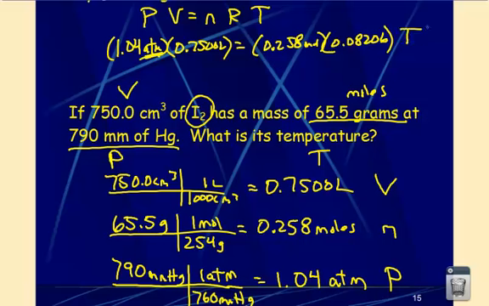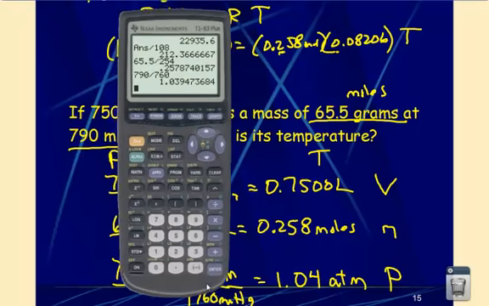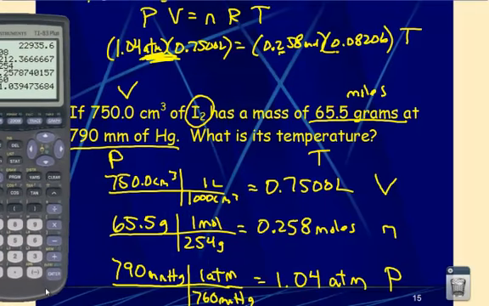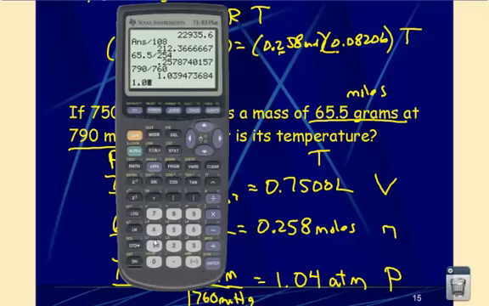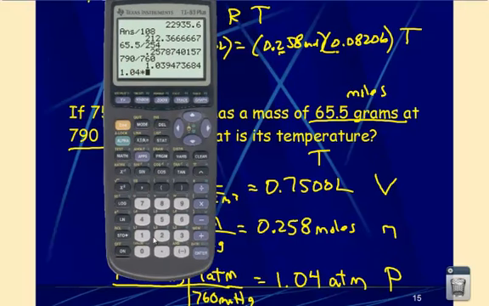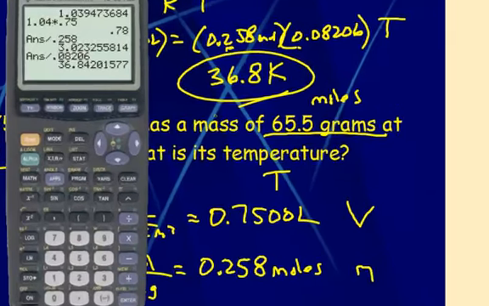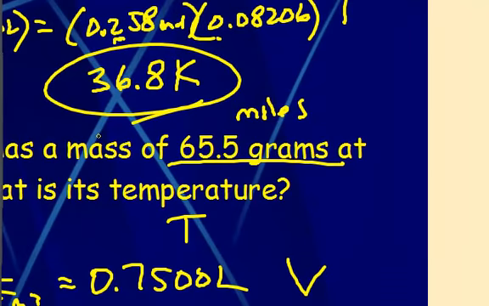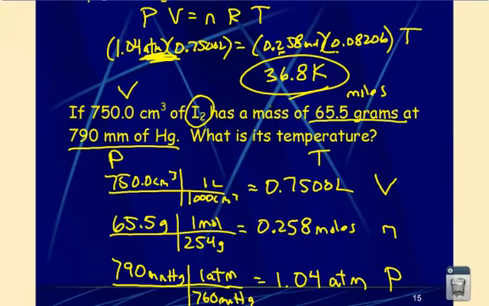So a little algebra, multiply these two together, divide by those on the other side, and that will give us the answer in Kelvin, because it's a temperature. So 1.04 times 0.75 divided by 0.258 divided by 0.08206. And I get 36.8 Kelvin. Now if I ask for degrees C, we know how to do that. We would subtract 273 to go from Kelvin to Celsius. So that's PV equals nRT in a nutshell.